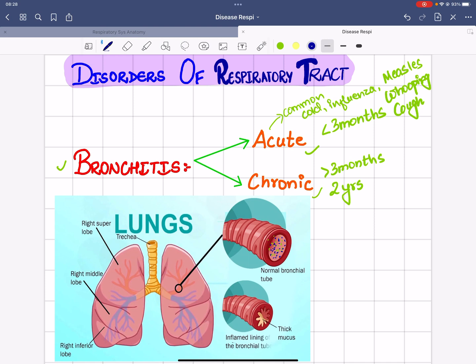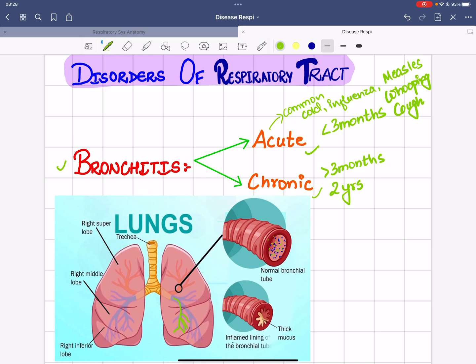So the infection goes downward into the bronchi and the alveoli, further resulting in bronchopneumonia or even bronchiolitis, and this especially affects children and debilitated or older adults.